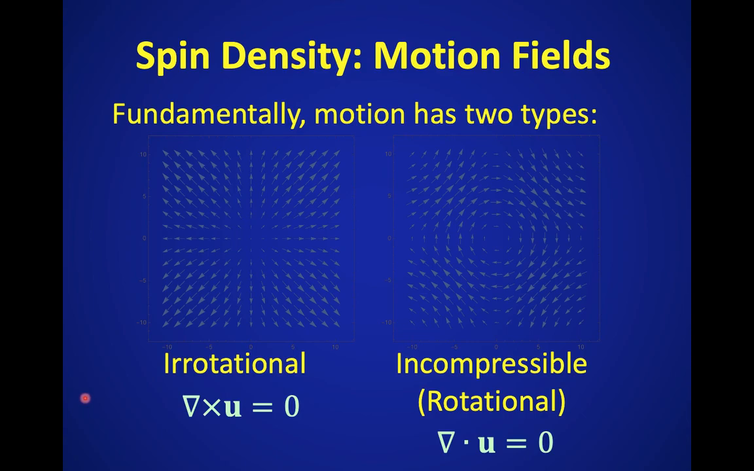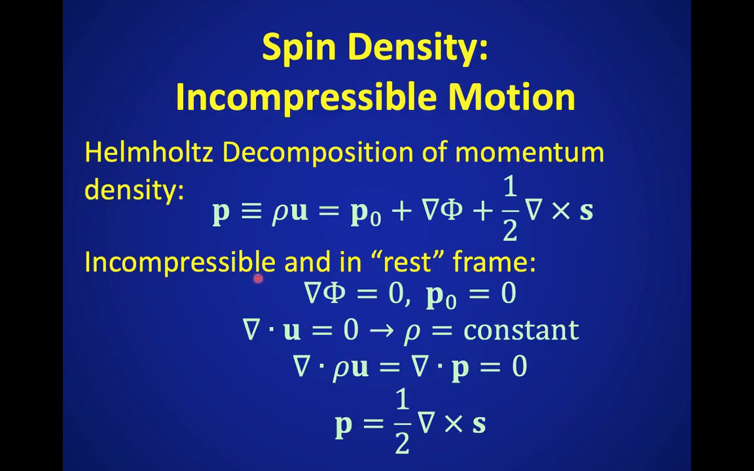So fundamentally, motion can be separated into two types. There's irrotational motion that has zero curl, and incompressible motion or rotational motion that has zero divergence. And you can take any vector field, in this case momentum density, and decompose it into a constant plus a gradient, which has zero curl, plus a curl, which has zero divergence.